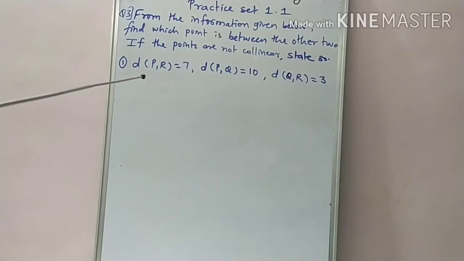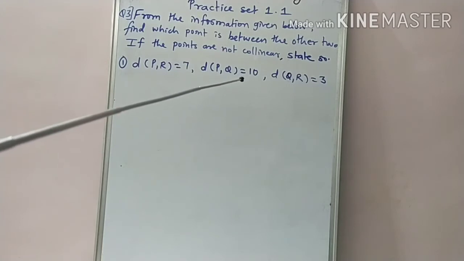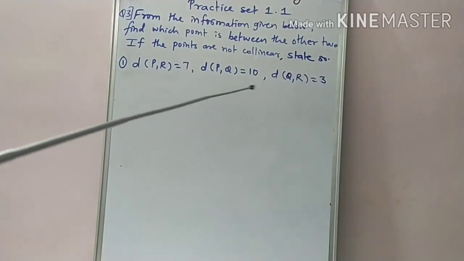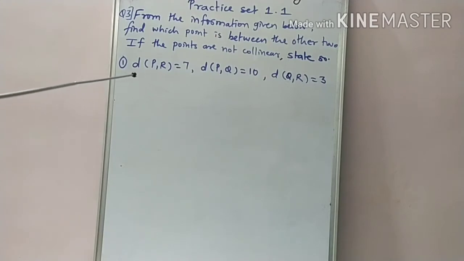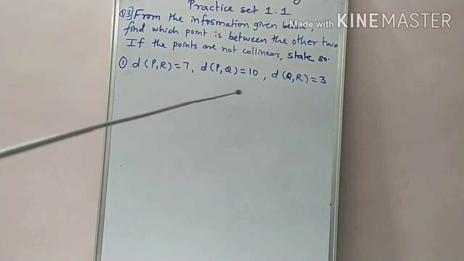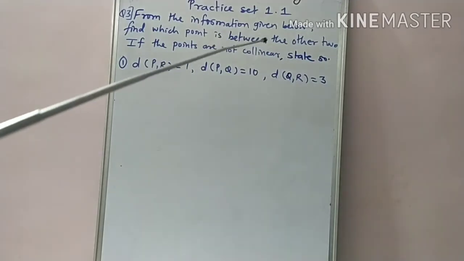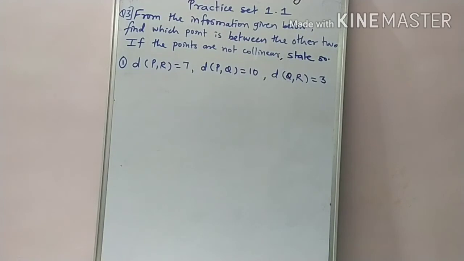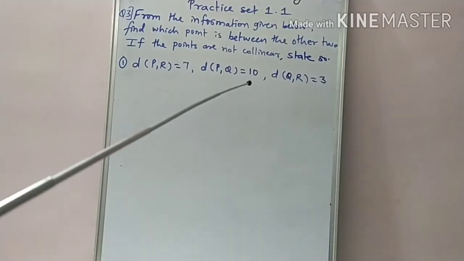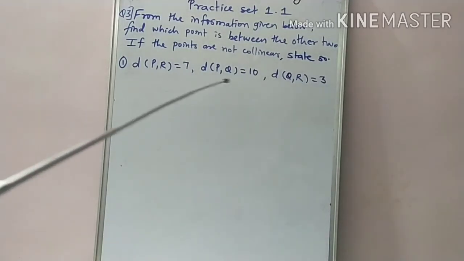In the first example, what is given is that distance PR is 7, distance PQ is 10, and distance QR is 3. Using this, we first have to identify whether the 3 points P, Q and R are collinear or not, and if they are collinear, then we have to find the point between the other two. How do we decide it? First we find the longest distance. Here distance PQ is 10, which is the longest of the three.